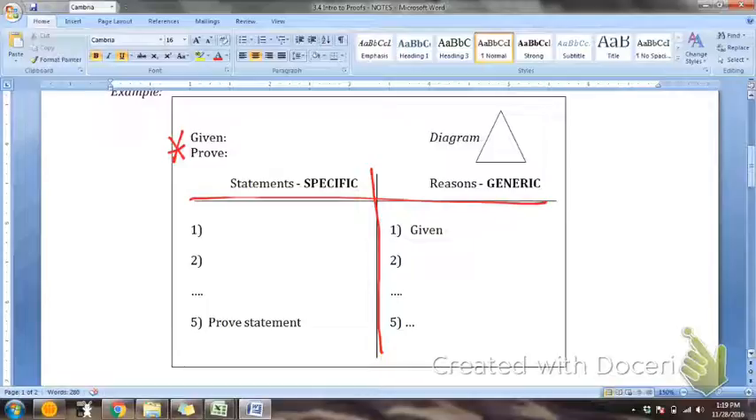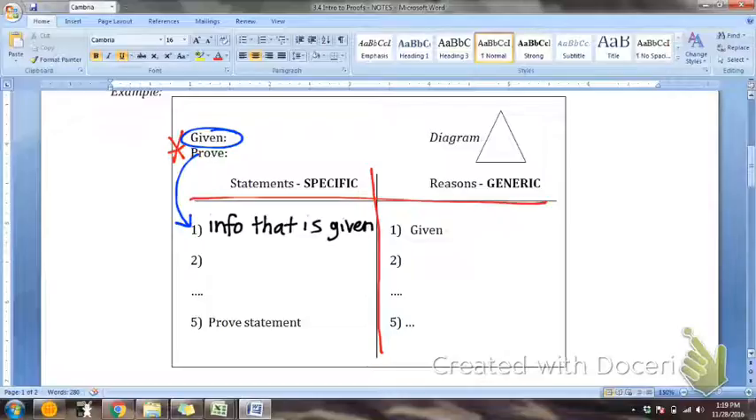Number one will always be whatever information was given. We're going to put the info that is given. All of that will always be step number one. Whatever information they give you up top here is what you'll write on number one. That's how you'll always get started. Reason number one is always this word, given. How do you know that's true? Because you gave me that information. That's why it's true, okay?